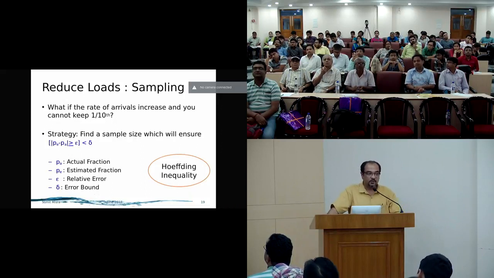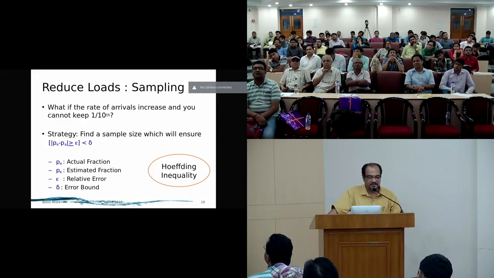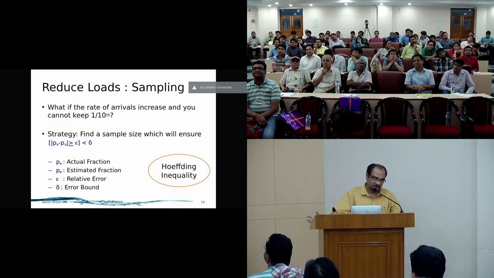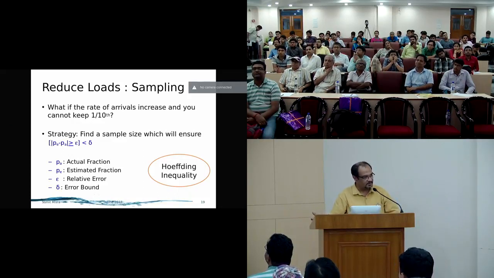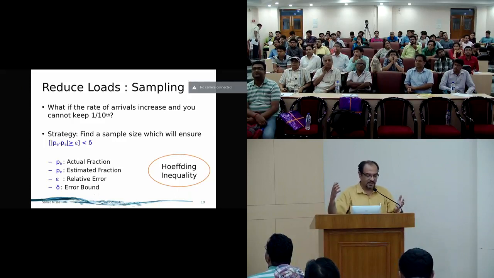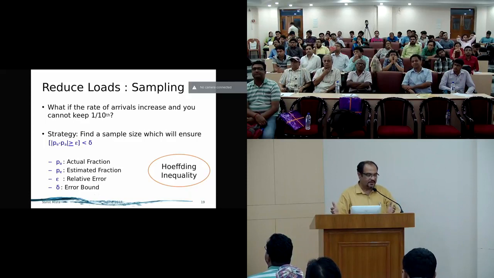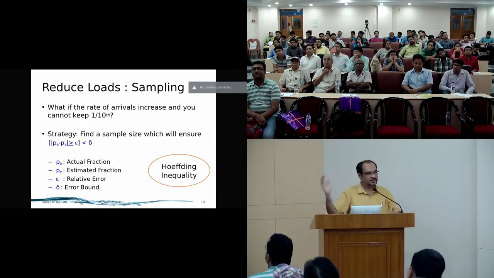And for reducing the load, now this is the second question. What if the rate of arrival increases and you cannot keep 1/10 even? Then you have to find a strategy so that the probability that the difference between the actual fraction and the estimated fraction is greater than a relative error is bounded by some error bound.